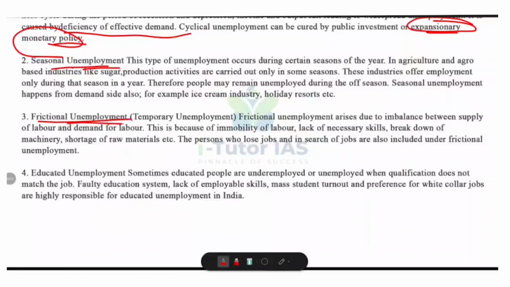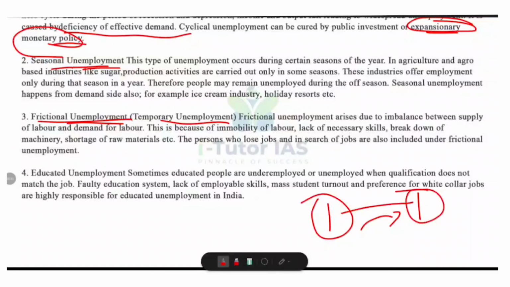Now, frictional unemployment or temporary unemployment. This type is temporary in nature and happens when people are in between jobs. It may also occur due to lack of skills, machines breaking down, or shortage of raw materials. For example, when someone leaves one job in search of another, the short period between leaving that job and joining the other is called frictional unemployment, or temporary unemployment.